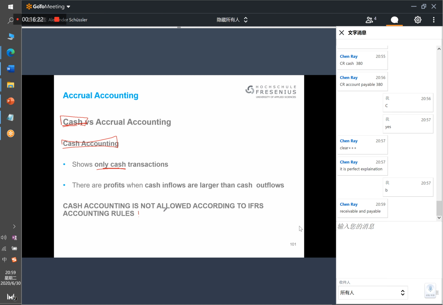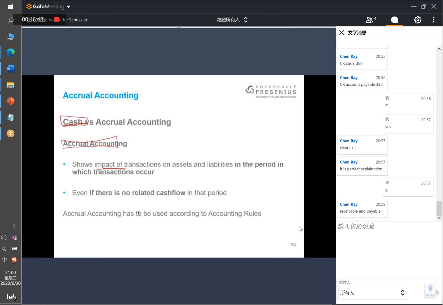Yeah, there are exceptions, for example, for small businesses, but generally cash accounting is not allowed. What is allowed is accrual accounting. Cash accounting, according to IFRS, no, it's not allowed. Accrual accounting is, yes. And accrual accounting shows the impact of transactions on assets and liabilities in the periods in which the transactions occur.